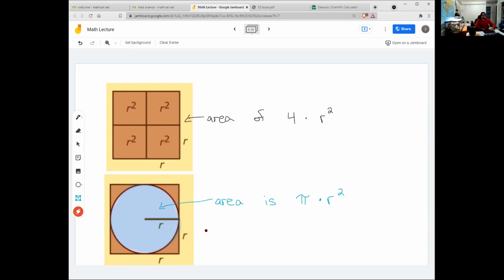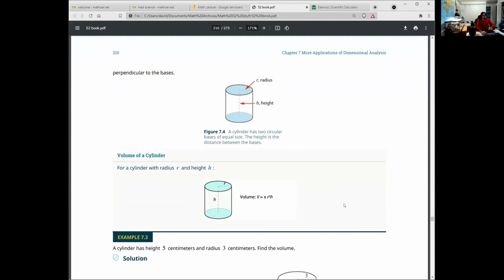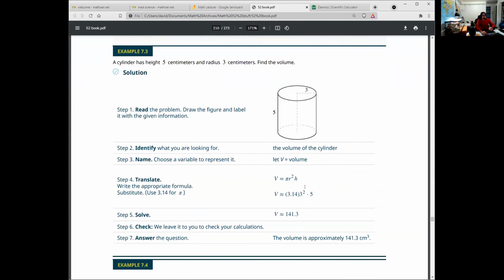Questions about that? No. Okay, so we're back to this. We can find the area of the bottom and then multiply it by the height. So there they go. There's an example of it.